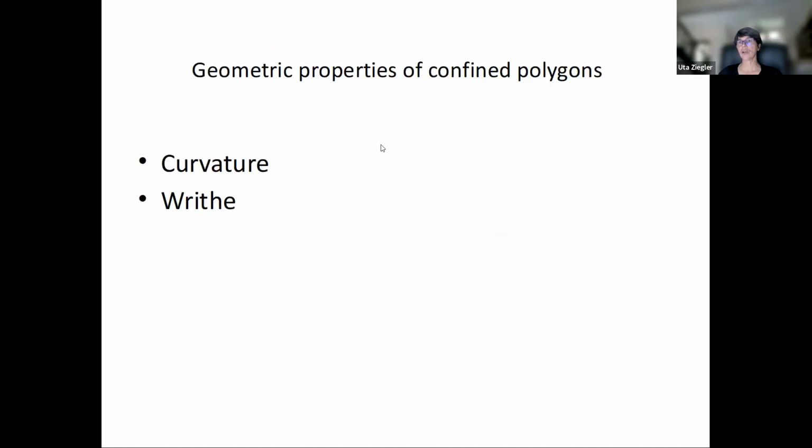Okay, so next I want to talk about some geometric properties of confined polygons. We have looked at a whole lot more than what I'm talking about here, but these are the ones I want to refer to because I thought at some point they were unexpected. We'll start with the curvature.